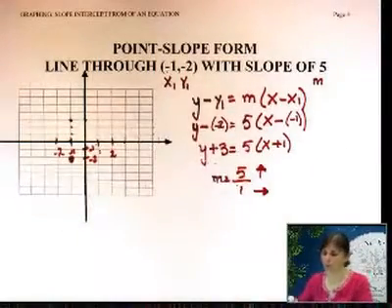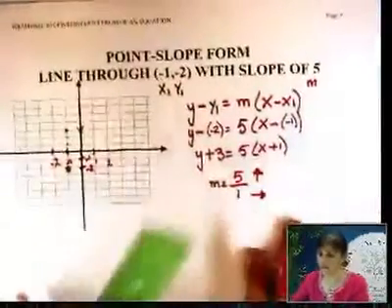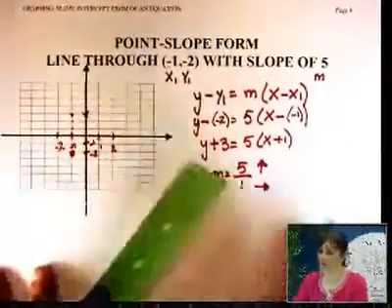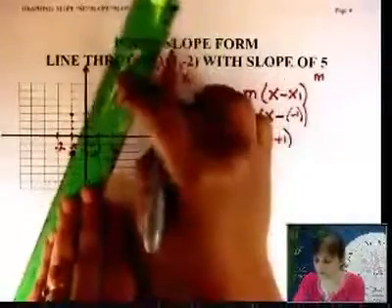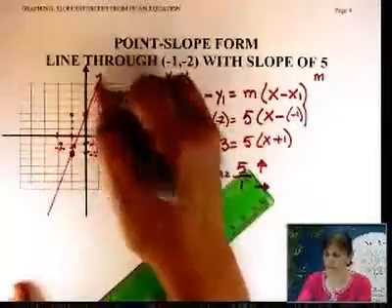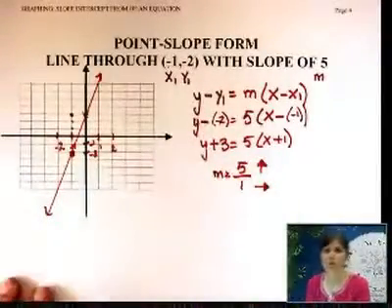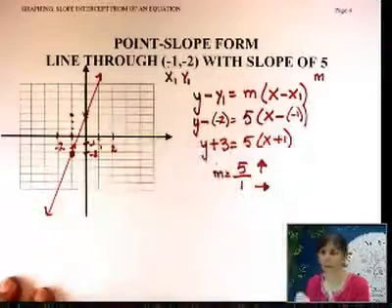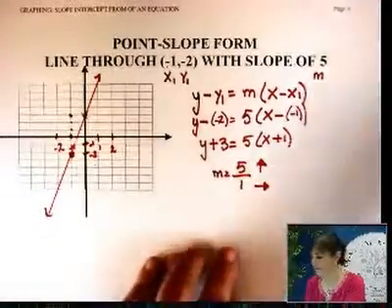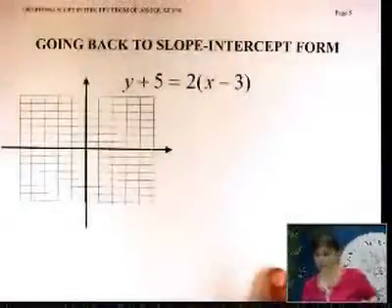Put your imaginary point. Don't forget where you put it. And then draw. It's a line through negative 1, negative 2 with the slope of 5. And here's its equation. Another one.